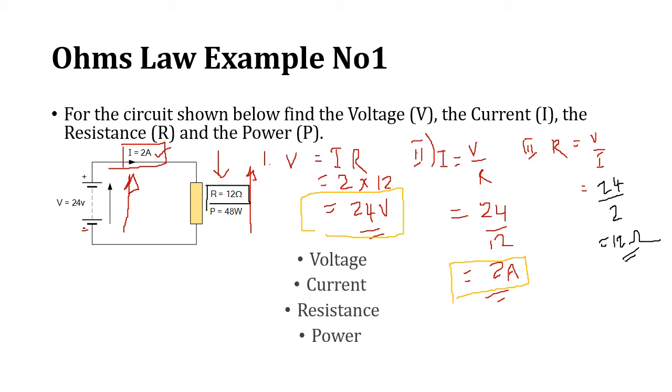Okay, let's find the fourth one. Finally, let's find the power. To find out the power, we have learned the basic equation. P will be equal to V into I. Here we know the voltage and the current. The voltage is 24 volts and the current is 2 ampere. That will be equal to 48 watt.